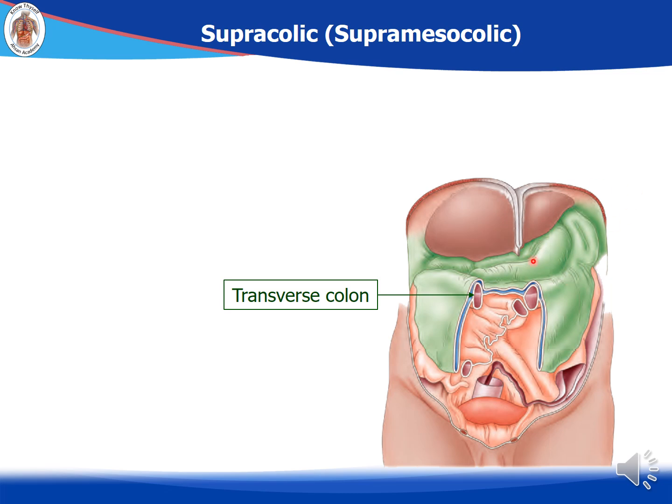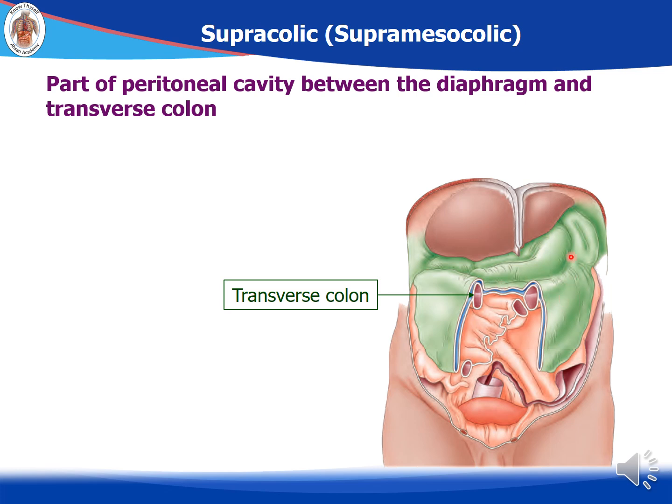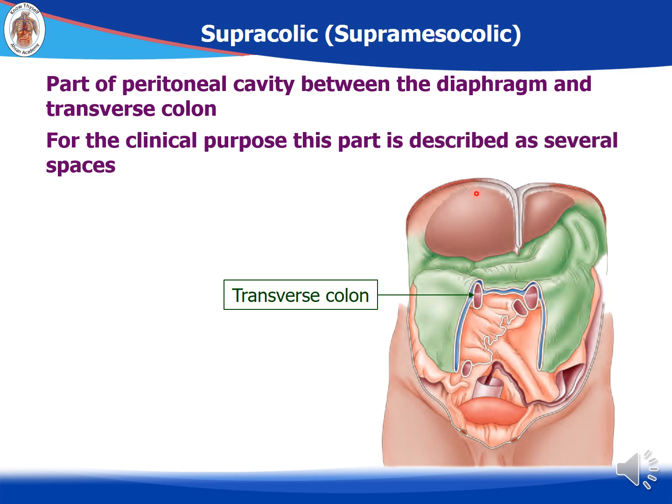So this is the position of the transverse colon. You can see the transverse mesocolon cut margin is shown. So the part below the diaphragm and above the transverse colon and mesocolon is the supracolic area. You can see that better here. For the clinician, these are called spaces: subphrenic space, subhepatic space.